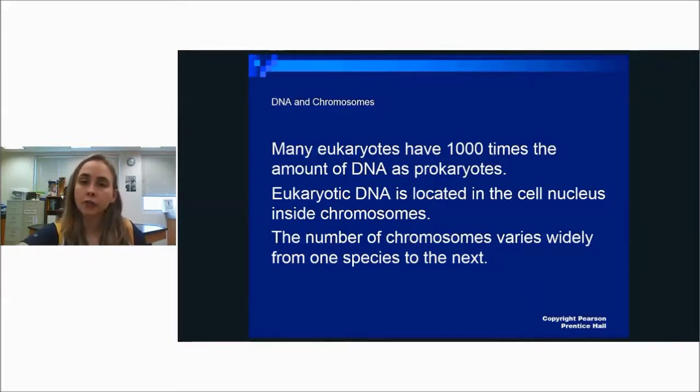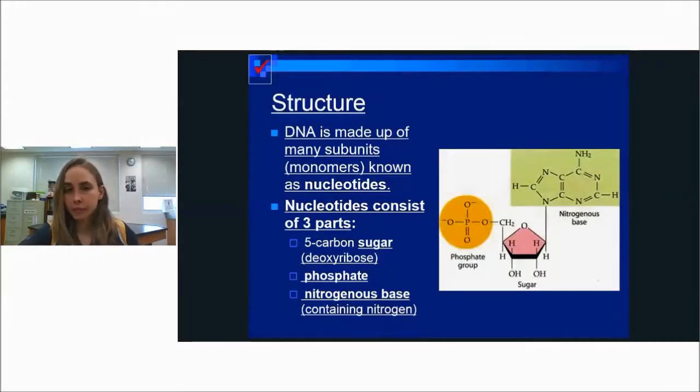And the number of chromosomes varies widely from one species to the next. We have 23 pairs of chromosomes as humans, so 46 total. But many other species, plants, animals, fungus, they all have a very wide variety and number of chromosomes. So DNA is made up of many subunits or monomers known as nucleotides. Nucleotides are the monomer of DNA. They are considered the basic unit.